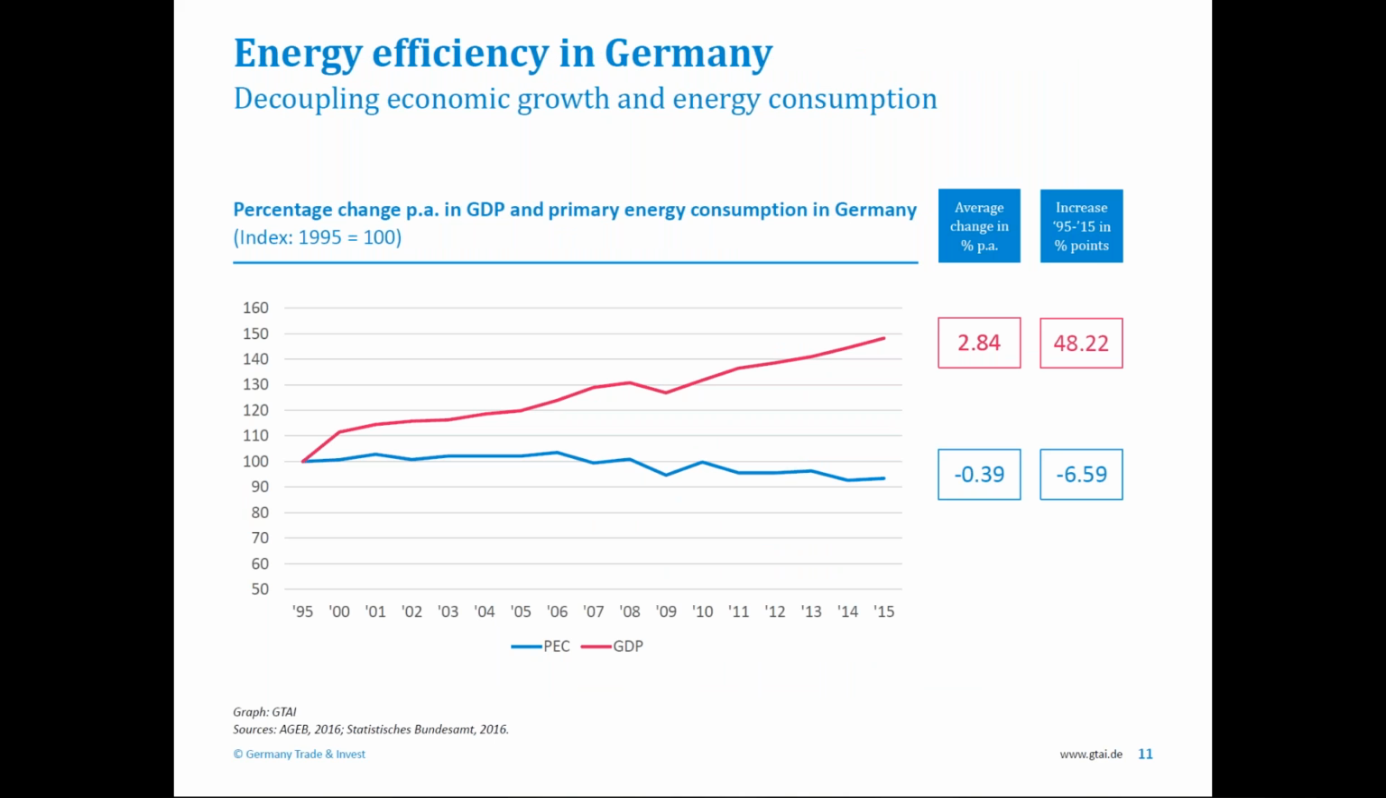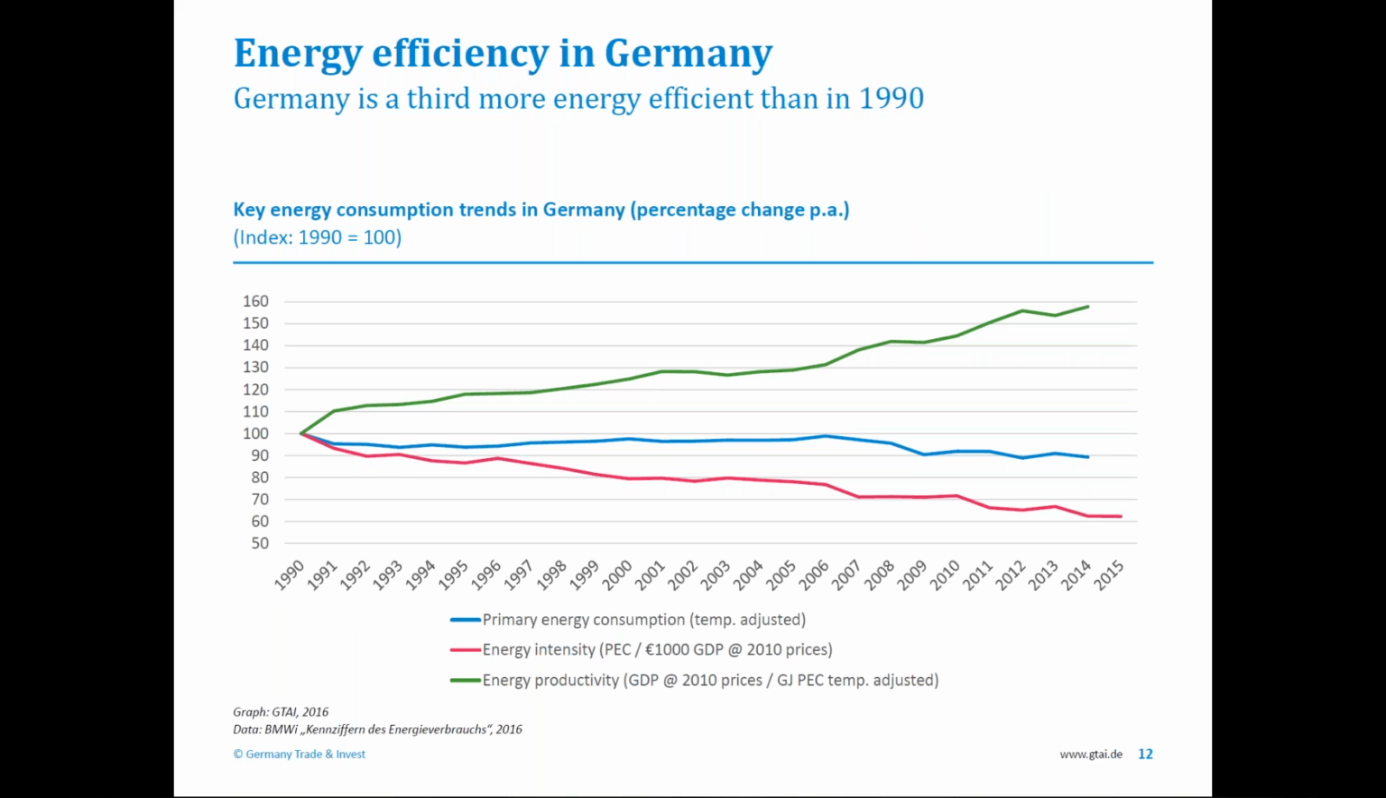We can see here that primary energy consumption has fallen slowly but steadily since the early 90s. That's in part due to the effect of reunification, but you can also see that GDP has increased by half in the same period. If we look at some energy efficiency indicators, we can see that Germany has made great strides in improving the efficiency of the economy as a whole. Again, PEC is shown here in blue, while energy intensity is shown in pink and energy productivity in green. Germany is now a third more efficient than it was in 1990.